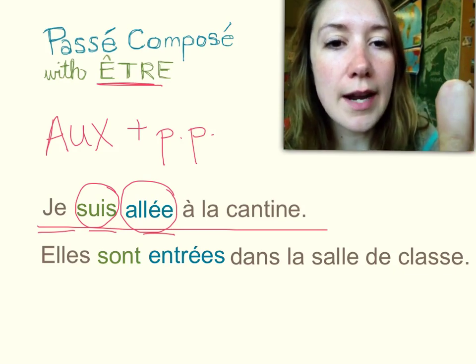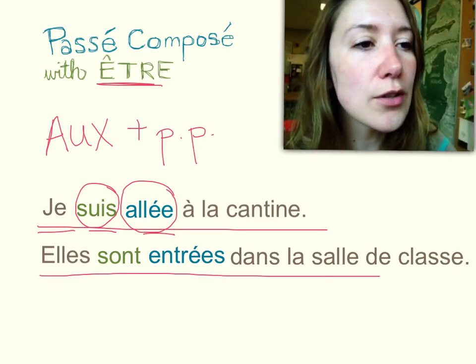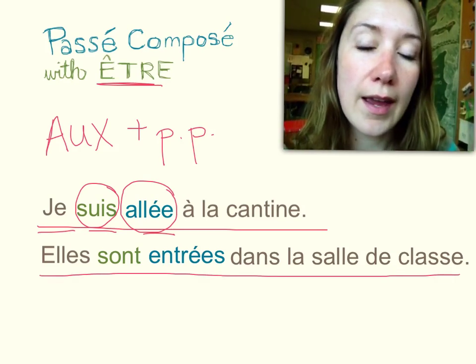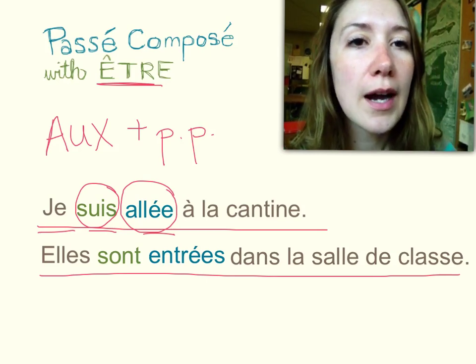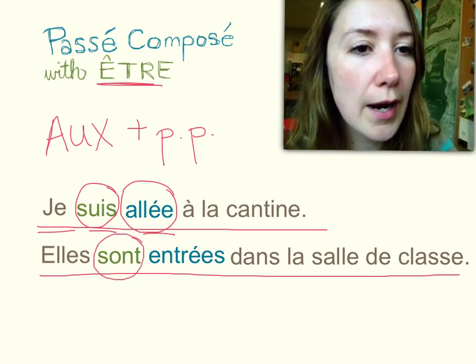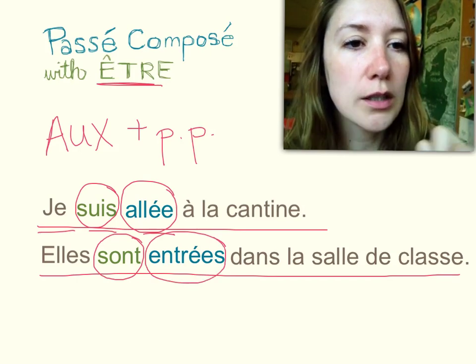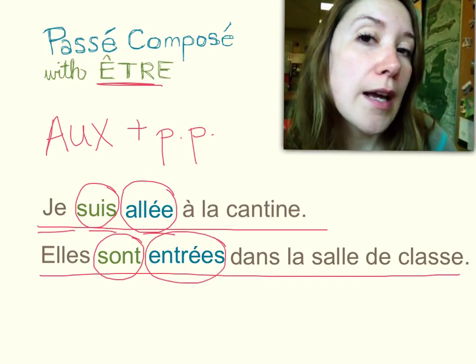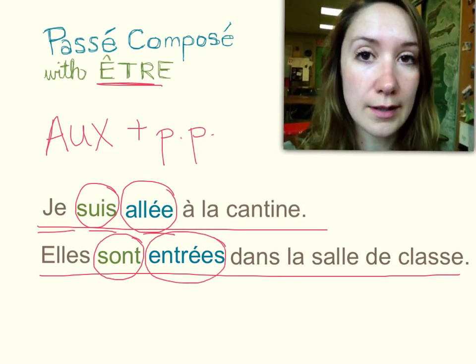Our next example, elles sont entrées dans la salle de classe. They entered the classroom. Again, we have our auxiliary verb, être, and then our past participle, entrer. They have entered or they entered the classroom.